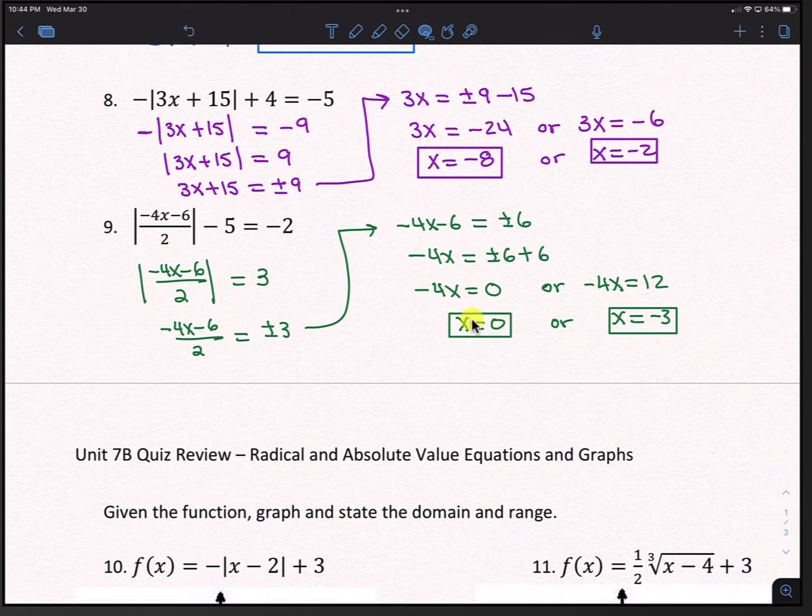If you plug in x equals 0 to see if it works, that's negative 4 times 0 is 0, minus 6 is negative 6, divide by 2 is negative 3. The absolute value makes it positive 3. Take away 5 is negative 2, so 0 works. Now plug in x equals negative 3. Negative 3 times negative 4 is positive 12. Take away 6 is 6. Divided by 2 is 3. And the absolute value is still 3. Then take away 5 is negative 2. So x equals negative 3 is valid, and both answers work.